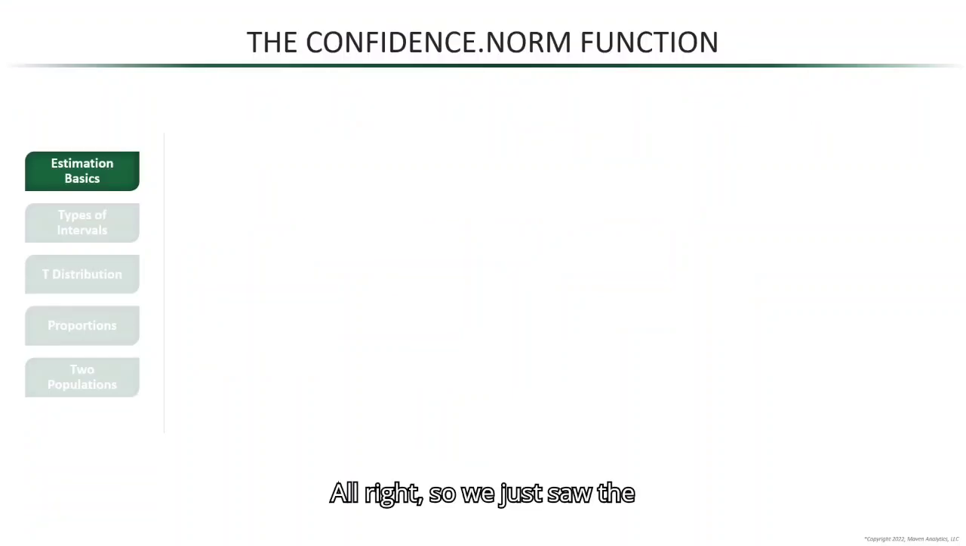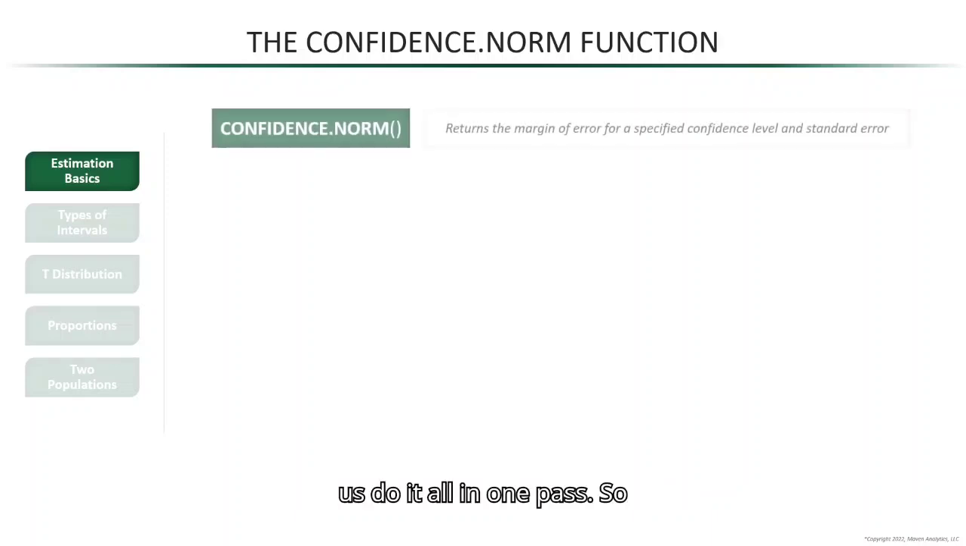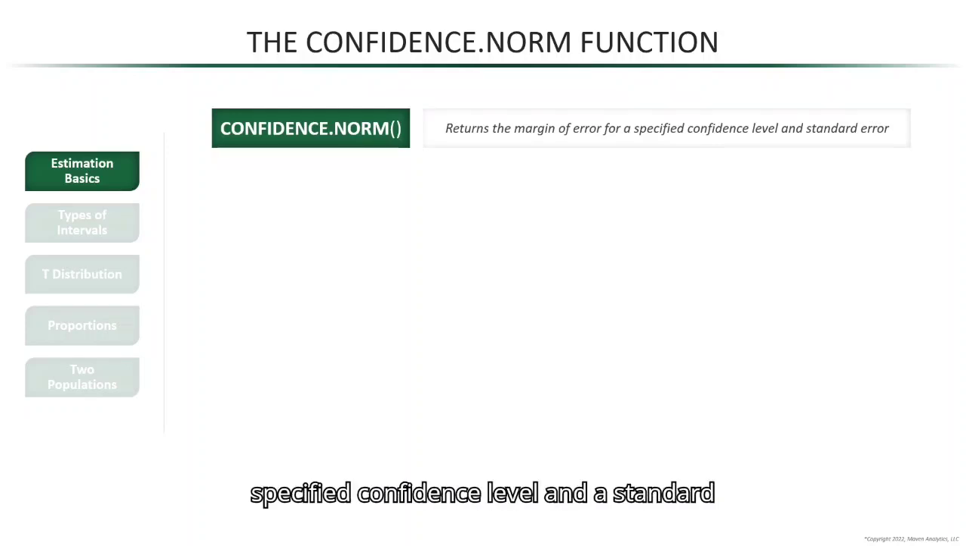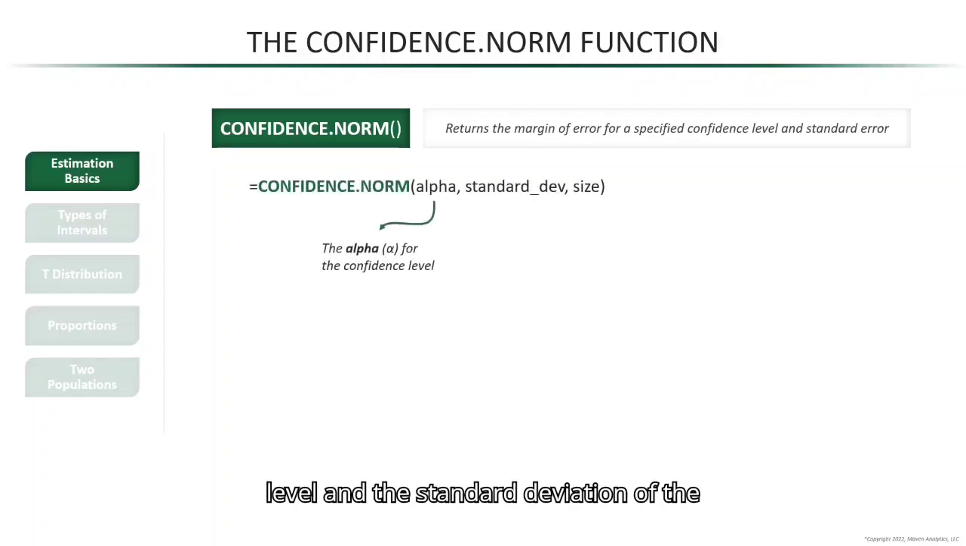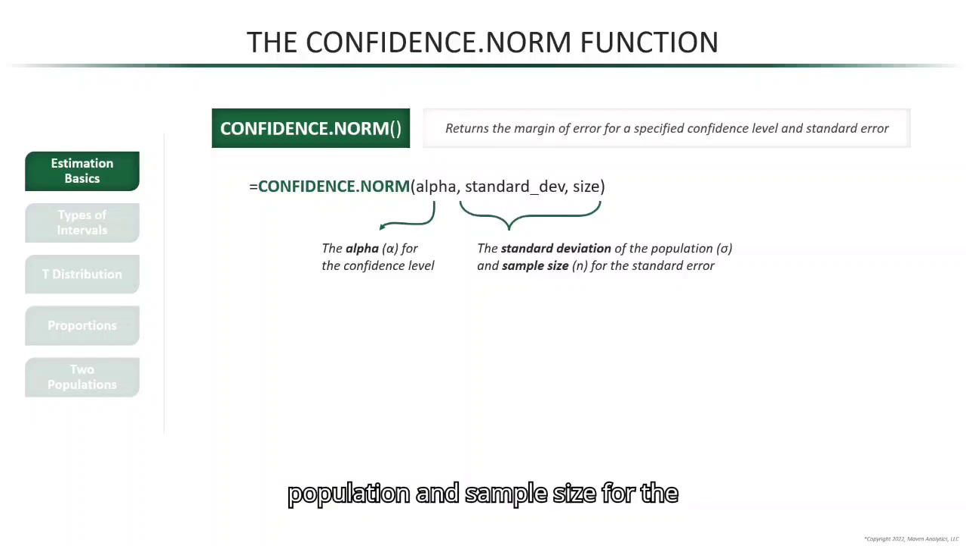Alright, so we just saw the longhand way of calculating the margin of error, if we want to call it that, and I did it so that we could see how each of the components in the formula plays their part on the end result. But it turns out that there's an Excel function that lets us do it all in one pass. So the CONFIDENCE.NORM function returns the margin of error for a specified confidence level and a standard error. So all we need to do is specify the alpha for the confidence level and the standard deviation of the population and sample size for the standard error.